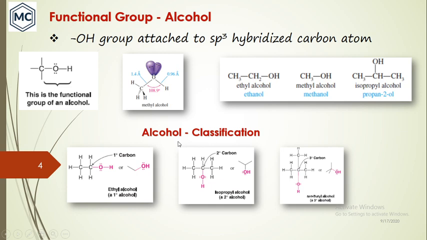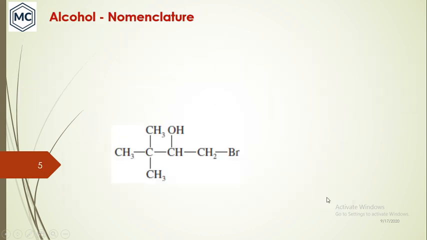Next, classification of alcohol. Alcohol can be classified as primary, secondary and tertiary alcohol. When the hydroxyl group is attached to a primary carbon atom, it is called a primary alcohol, for example ethanol, ethyl alcohol. Primary carbon means the carbon attached to one other carbon. When the hydroxyl group is attached to a secondary carbon, it is called a secondary alcohol, isopropanol. Here, secondary carbon means carbon attached to two other carbon atoms. You can see it here. Similarly, tertiary butanol is an example of a tertiary alcohol.